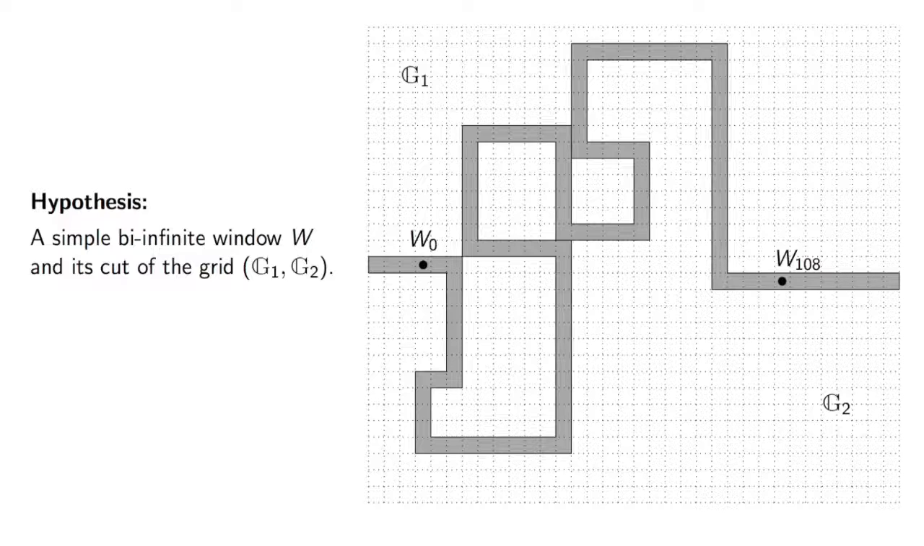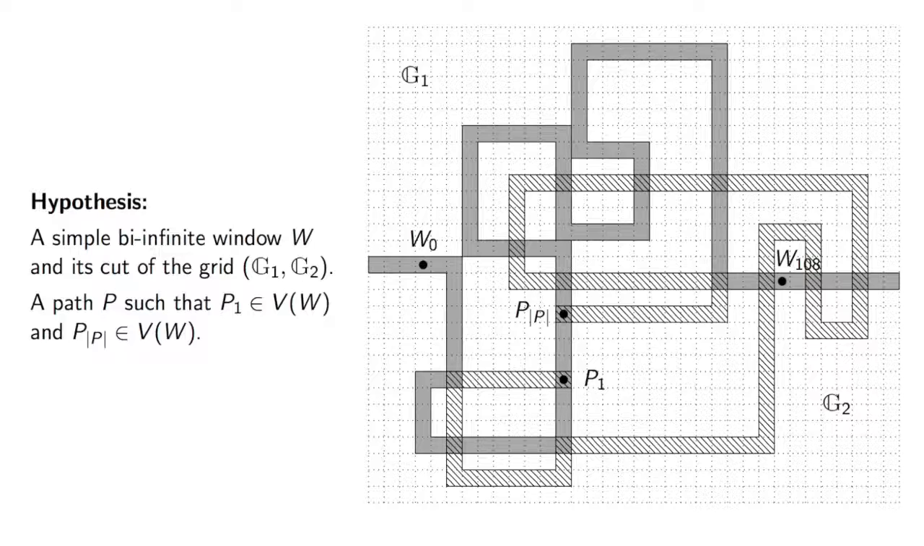This window is in gray. The graphs G1 and G2 are the cut of the grid associated to W. Consider a simple path P whose first and last positions belong to the window W. This path is hatched. We will now build the decomposition of P in extremum arcs in the graph G1.